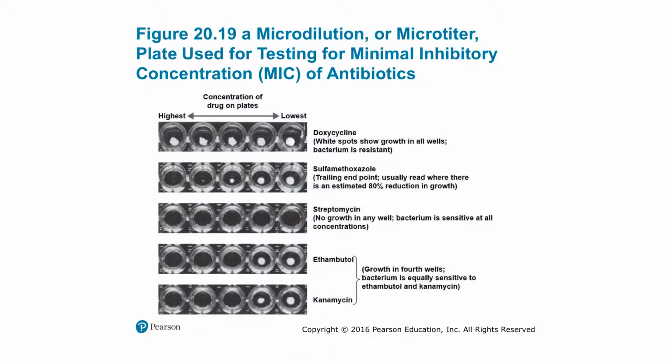So here you can see these different things. We're looking at different concentrations, and here's the lowest going to the highest over here. You can see at the lowest concentrations, a lot of them are growing. So streptomycin, this bacterium is very sensitive at all concentrations to it, but you can see some of these other ones, it's kind of sensitive all the way up here, and you can see a little bit right there.